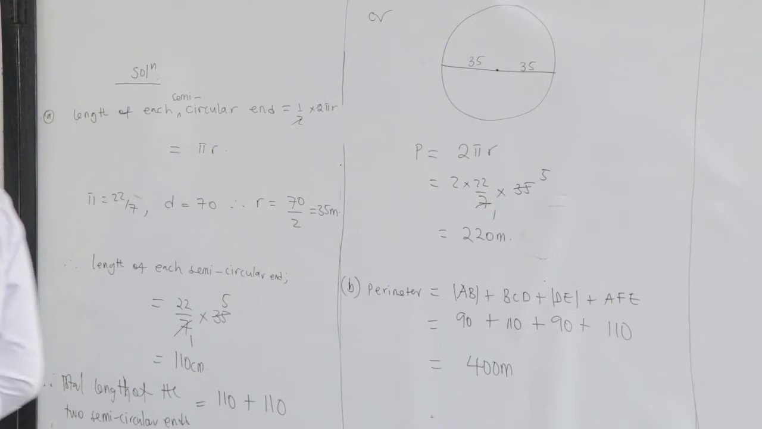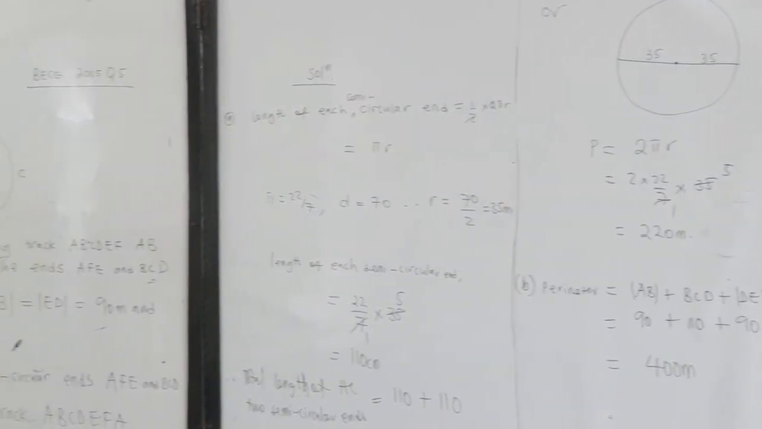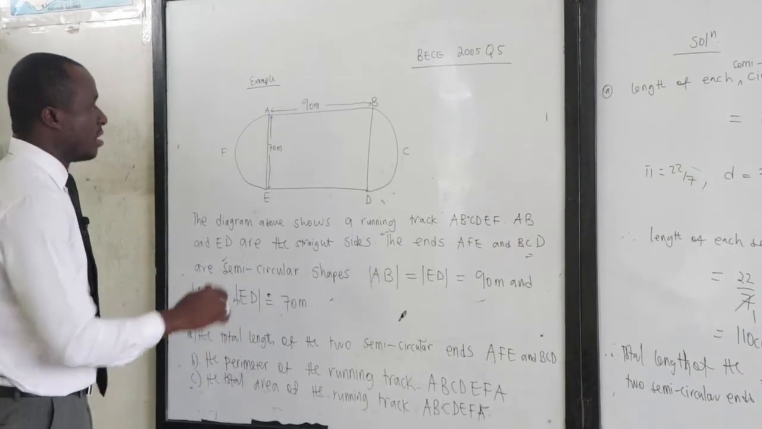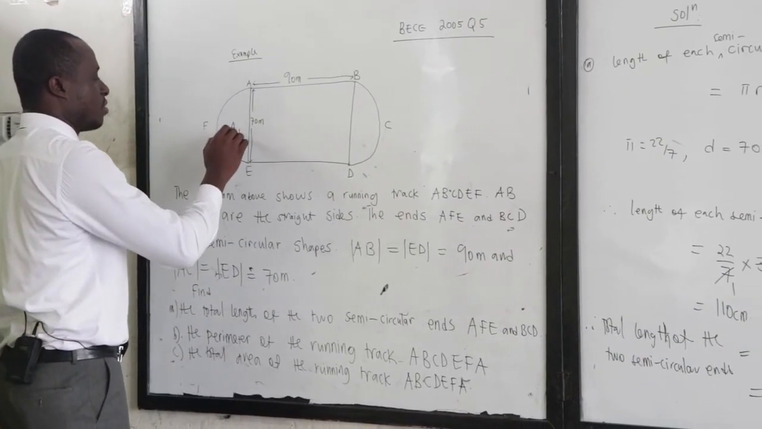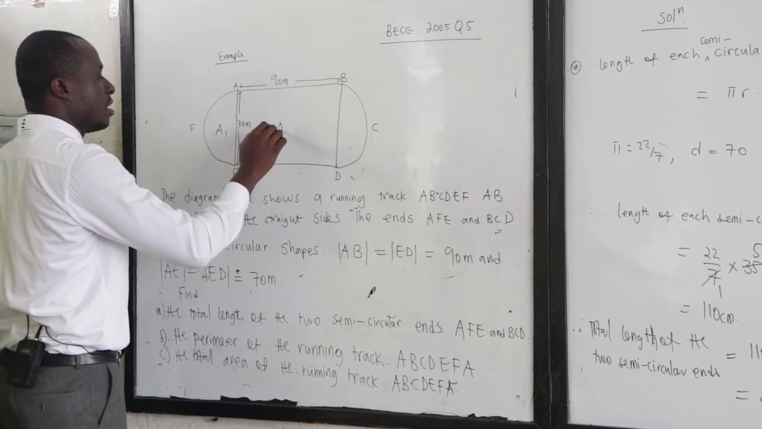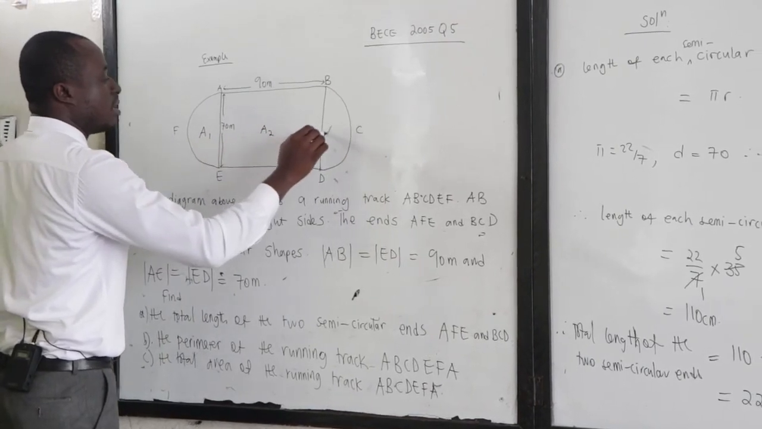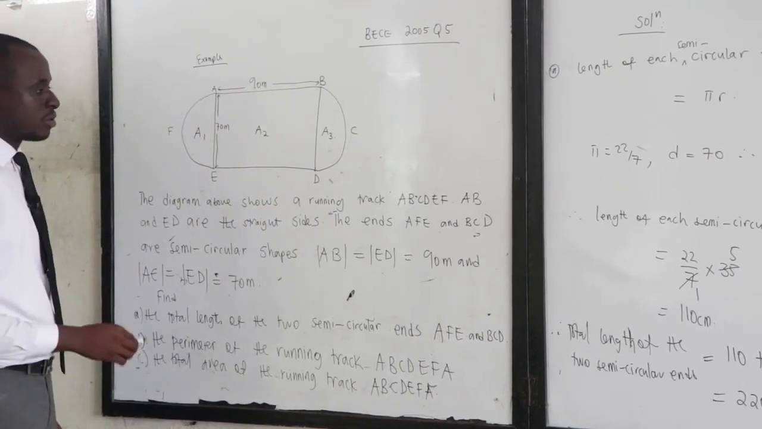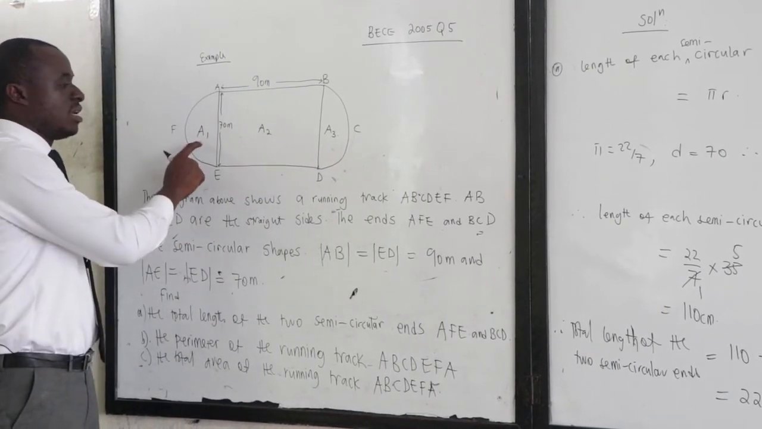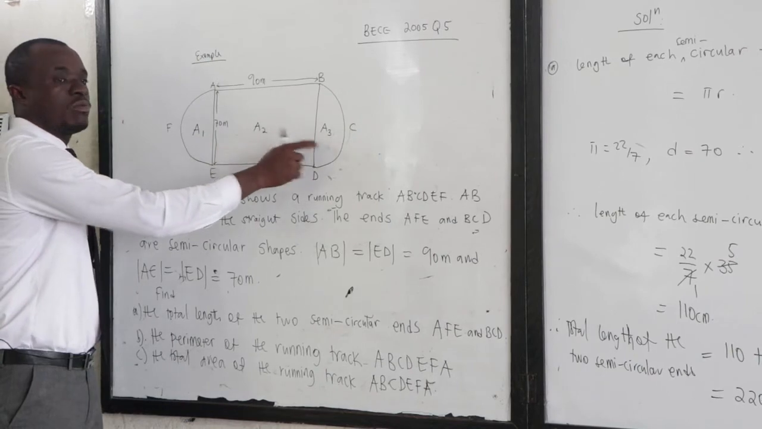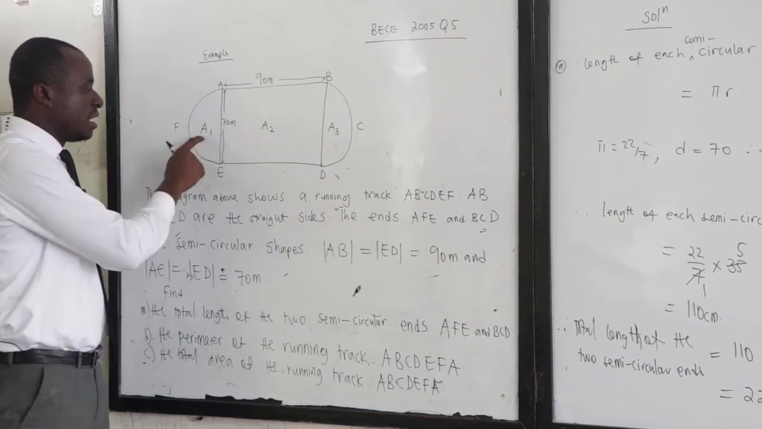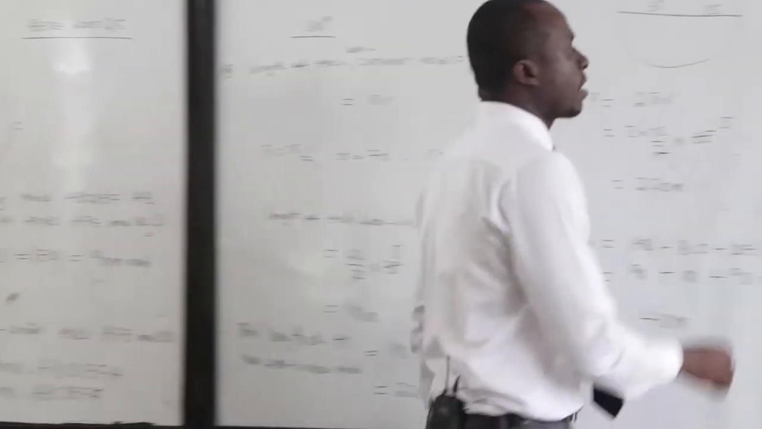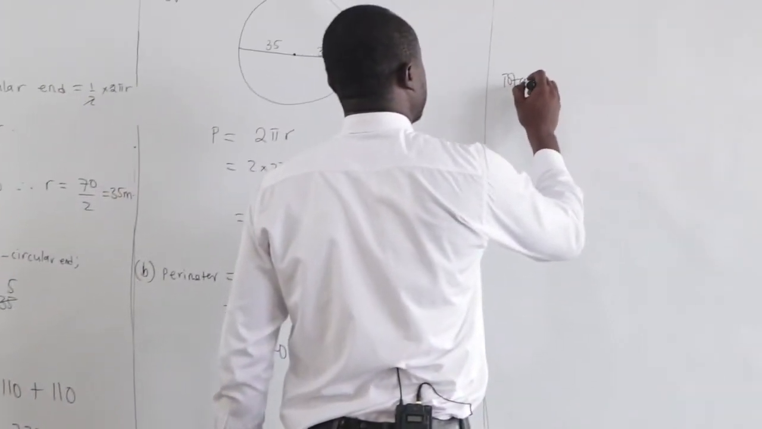Now, what's the last one asking us? It is saying that we should find the total area of the running track, that is A, B, C, D, E, F. Now let's say this is the first one, A1. Let's consider this to be A2. Let's consider this to be A3. So our total area becomes A1 plus A2 plus A3. But I know that A1 is the same as A3.